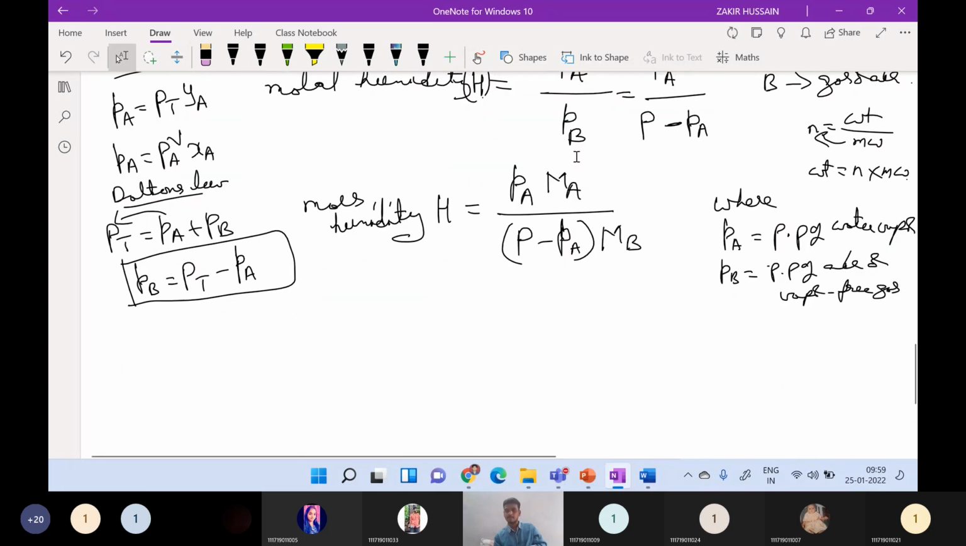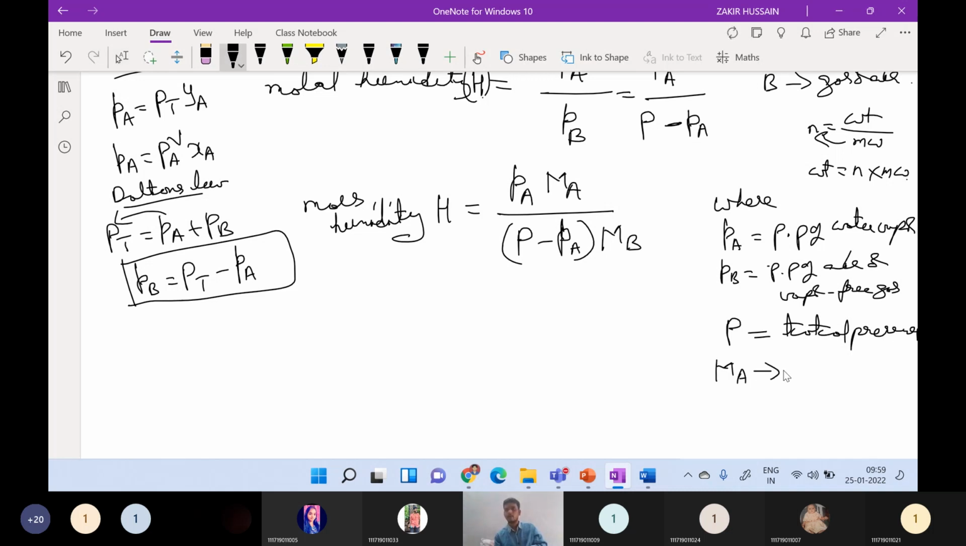Vapor free gas. Then if P is the total pressure, MA is the molecular weight of component A, which is nothing but water vapor. MB is the molecular weight of the vapor free gas, or surrounding air. Okay, this is the mass humidity.